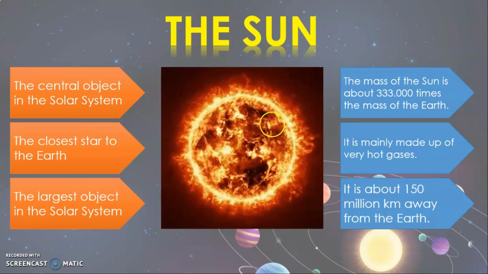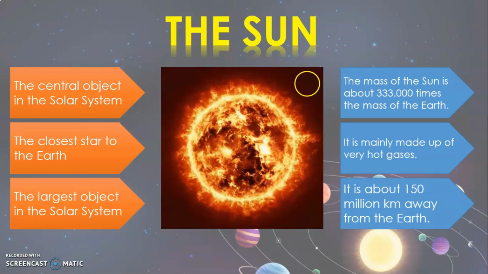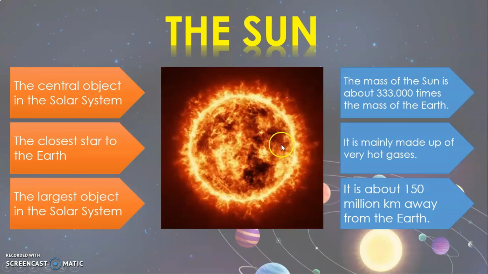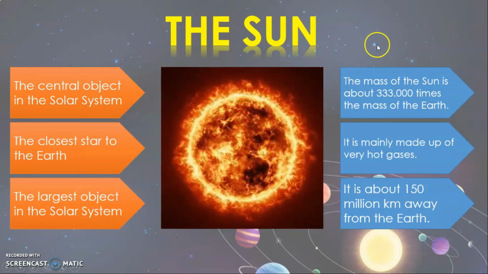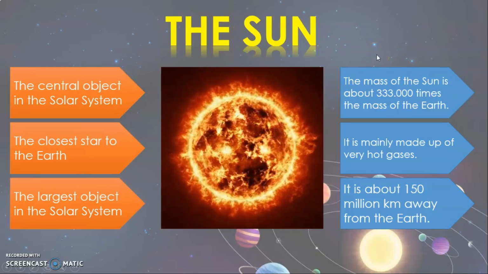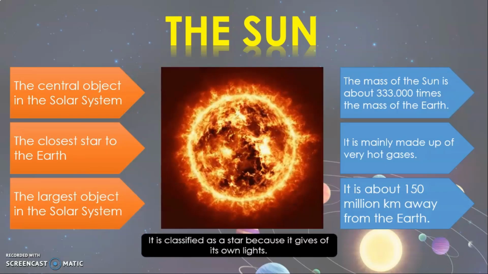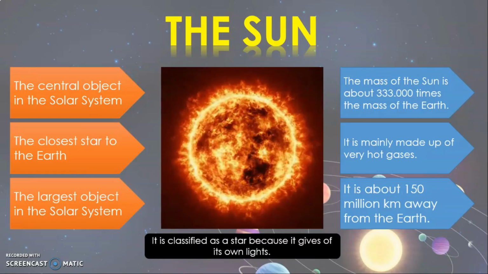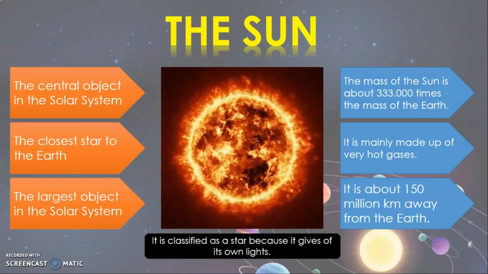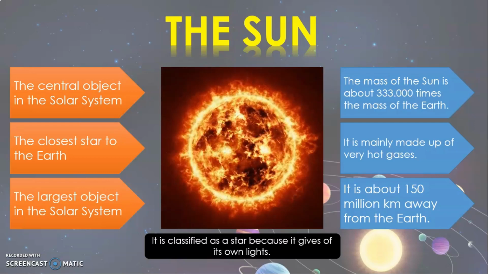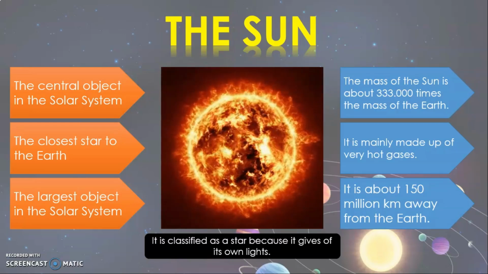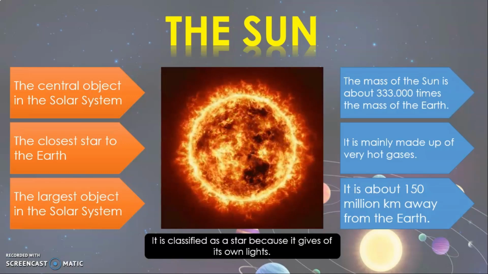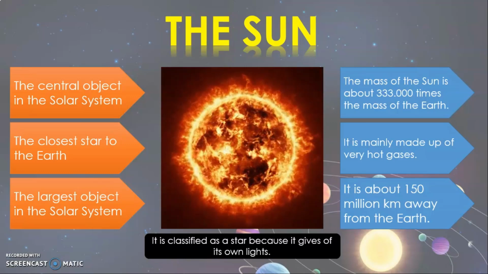So, the Sun is mainly made up of very hot gases. It's extremely hot. And it is classified as a star because it gives off its own light. So, the Sun produces its own light. That's why it is classified as a star.